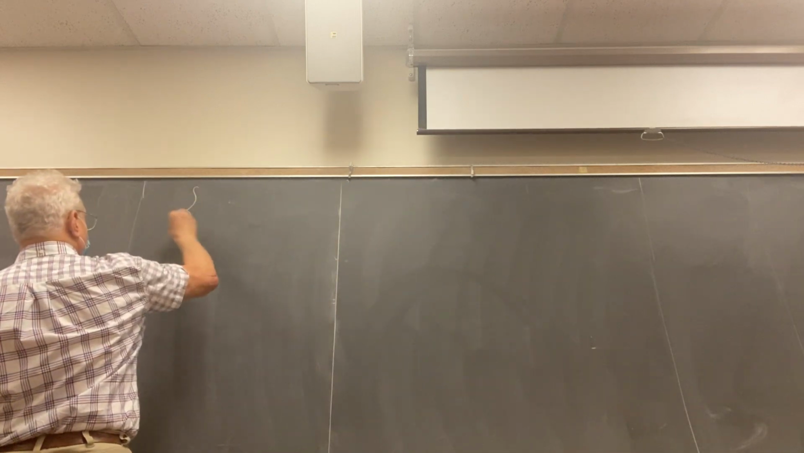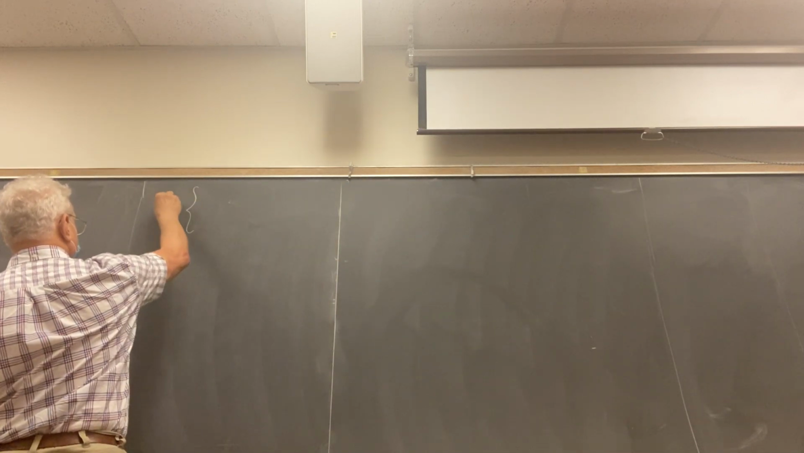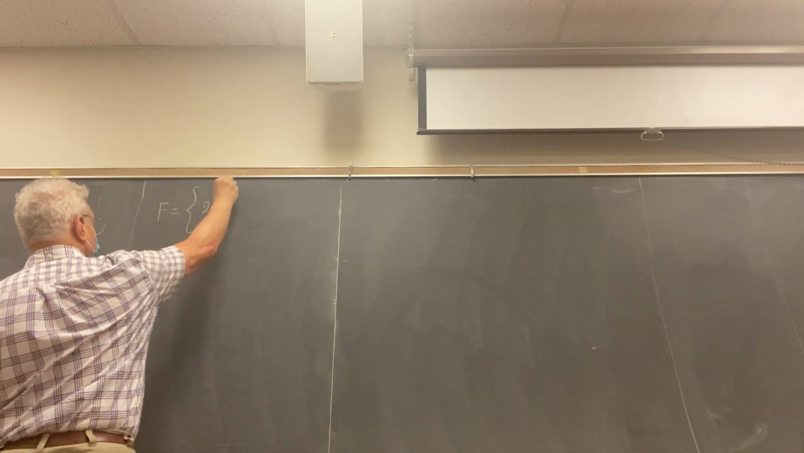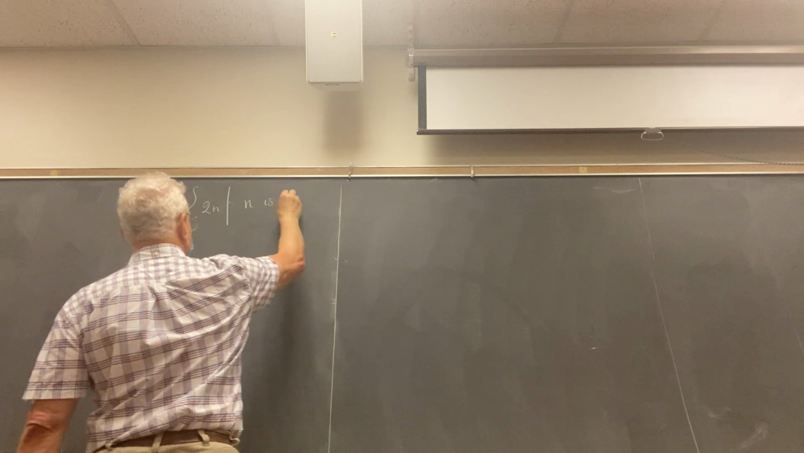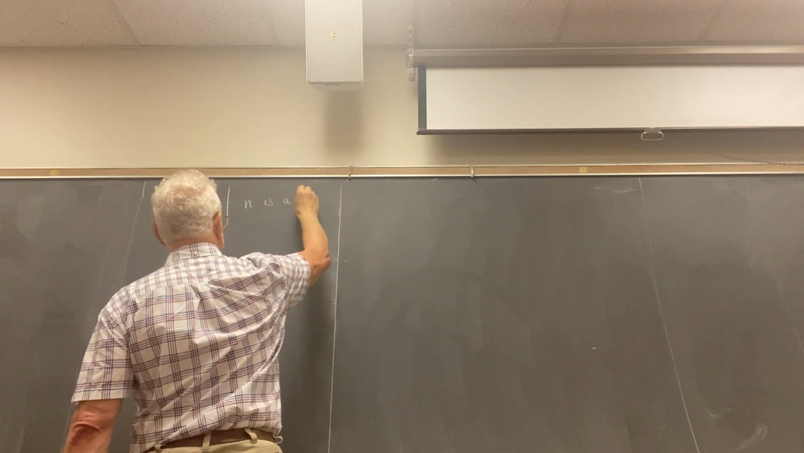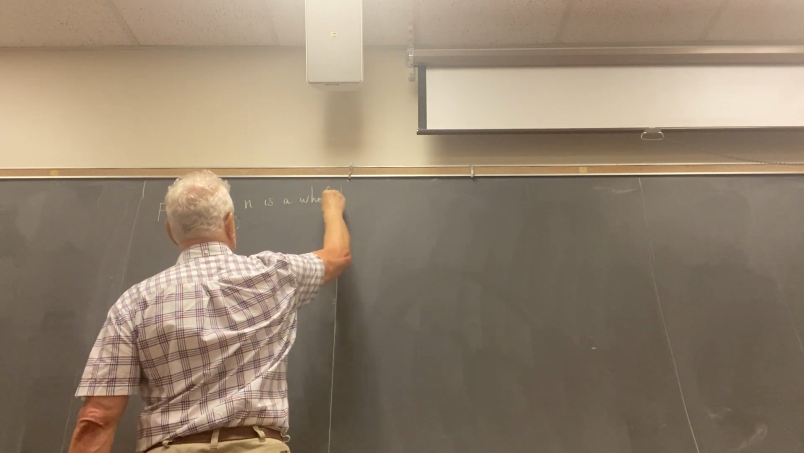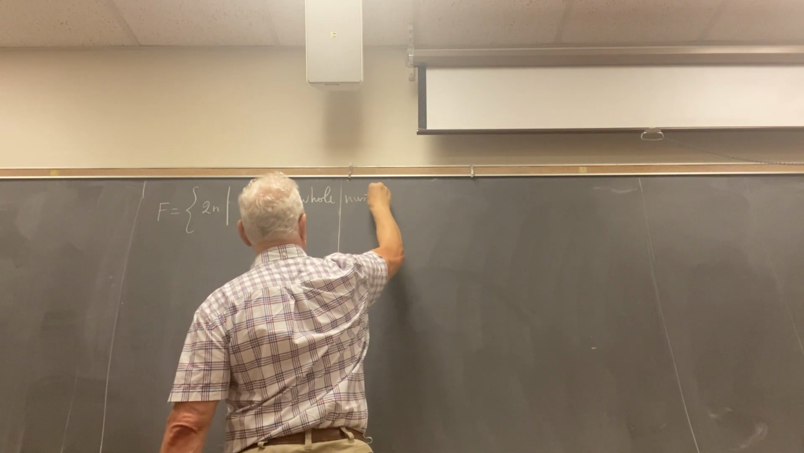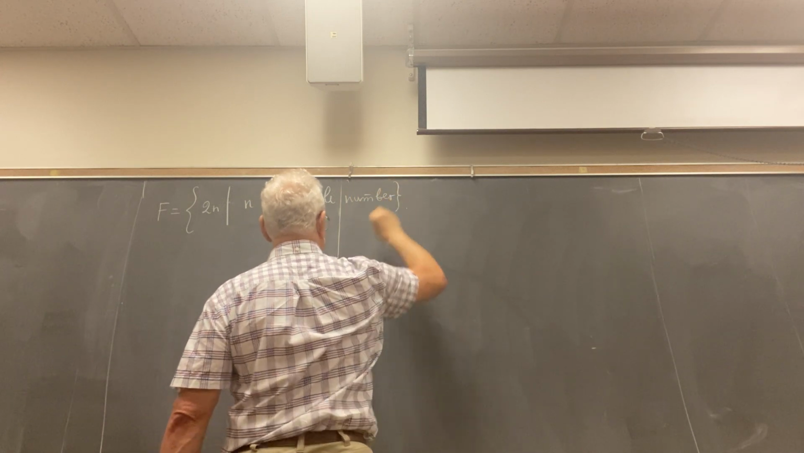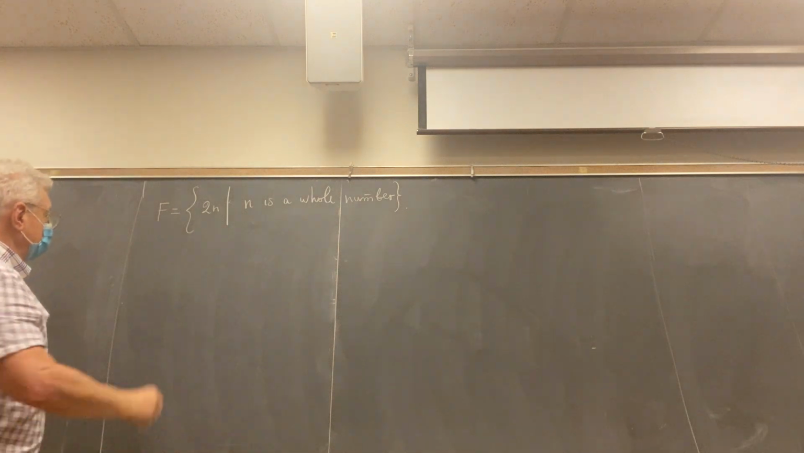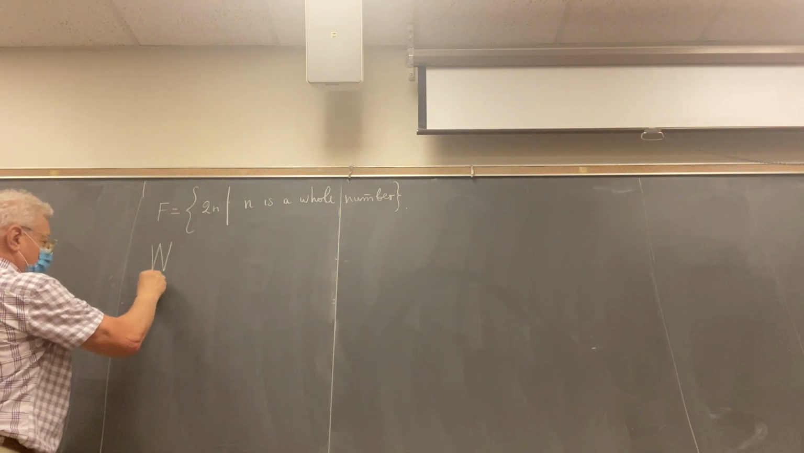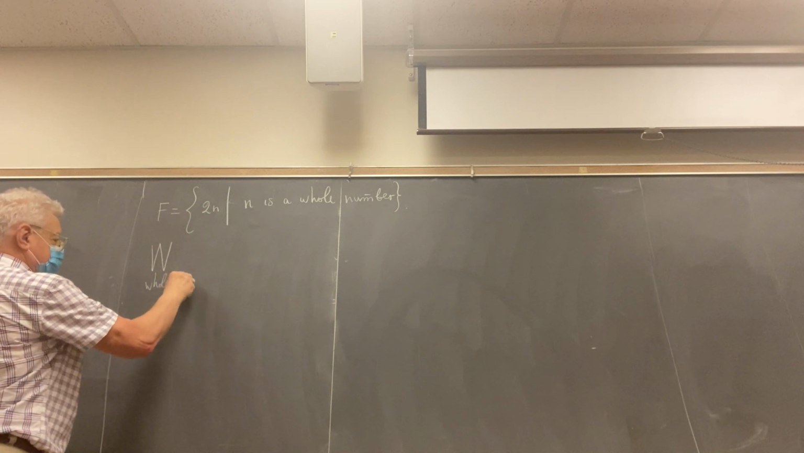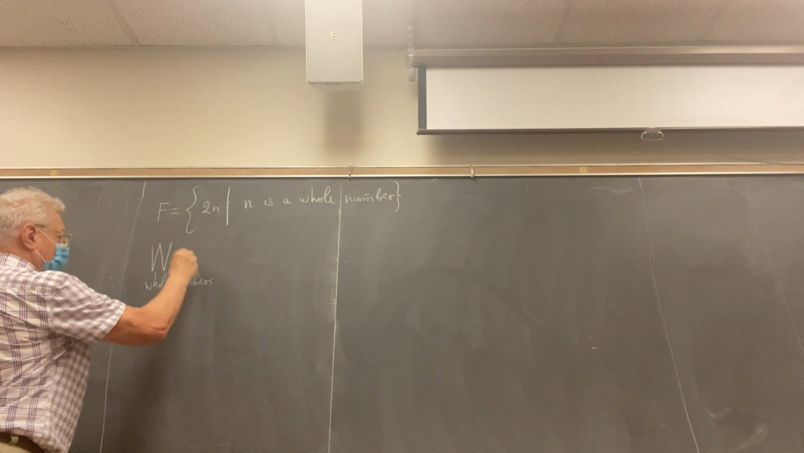Okay, so consider the set. Just write f of n such that n is a whole number. Now, what is a whole number? Let me just write the set of whole numbers, so W. Okay, whole numbers. The set of whole numbers. What is that?